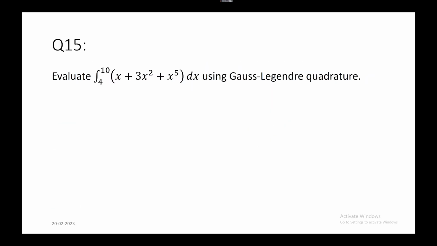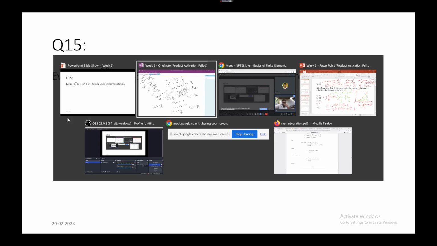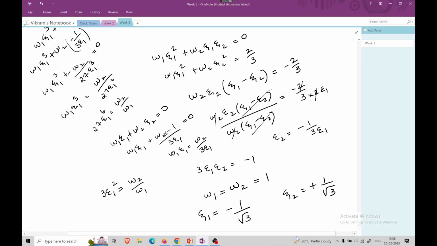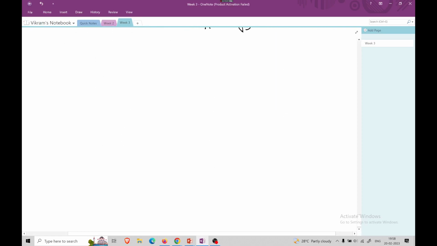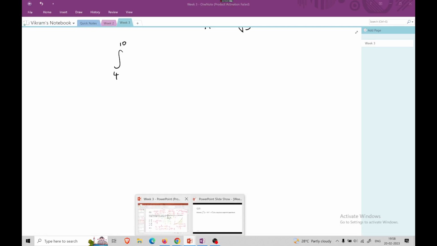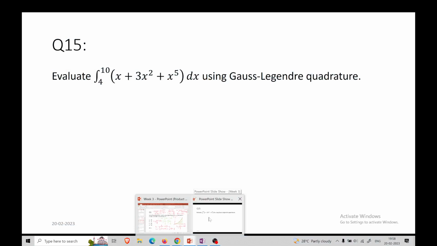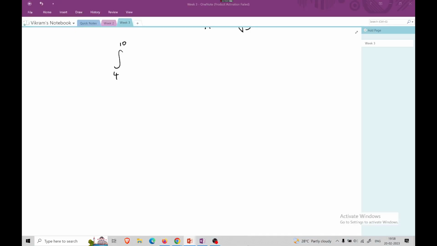So we have one final question before we wind up the session. We are going to evaluate the integral from 4 to 10. What is the integrand? x plus 3x square plus x power 5.